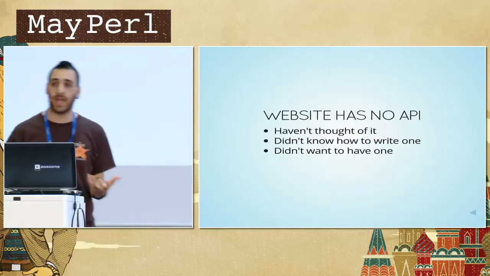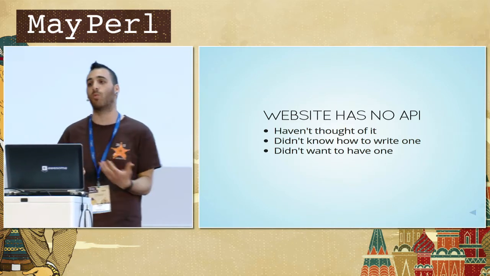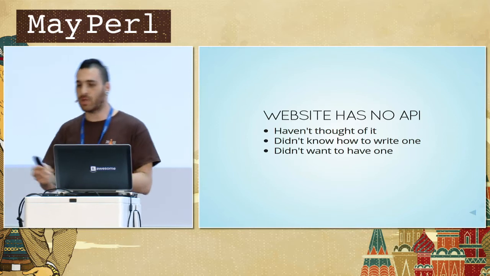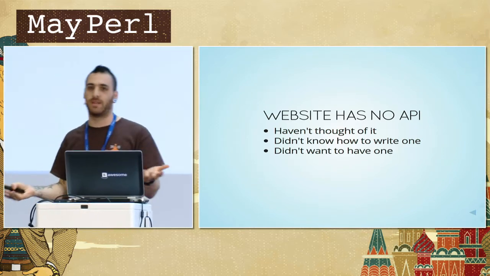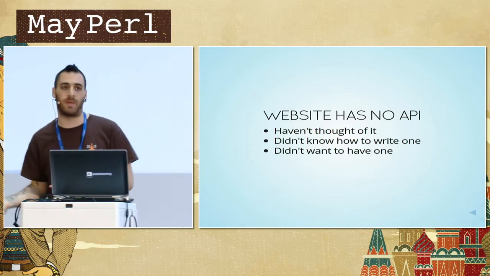So they know what it is, but they don't really know how to provide one. It's possible that they don't want to have one. There's a lot of websites that don't assume that someone will actually use an API. I have a gallery. It has a bunch of pictures. I'm done. If you want to see the pictures, you go in the gallery. That's it. Why would you ever need an API?